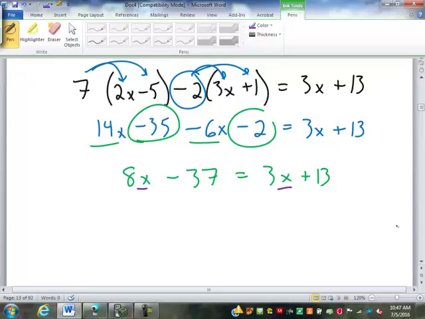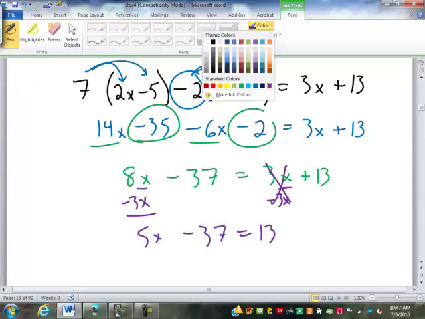Get rid of one of them, right? So I'm going to get rid of the 3x. It's the smaller one. So I subtract 3x. If I subtract 3x from 8x, I get 5x. So this is now 5x minus 37 equals 13. What do I do from there?